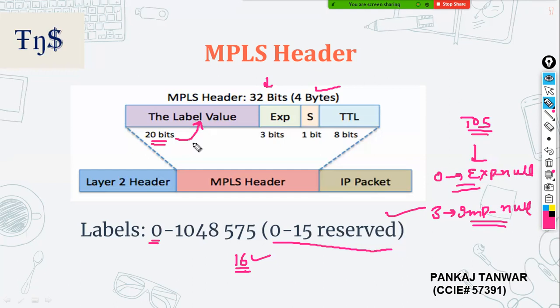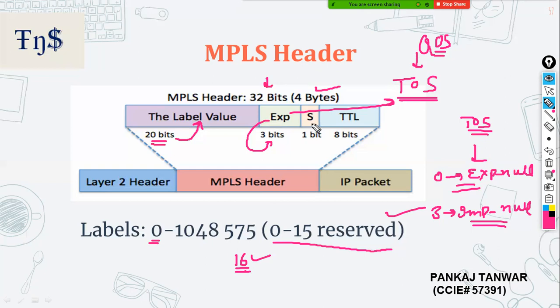The next 3 bits, earlier they were known as the experimental bits, but now these are called the type of service bits. Or we can say these are used if we are also using quality of service in MPLS. The next bit is the S bit, which is called the bottom of stack bit.